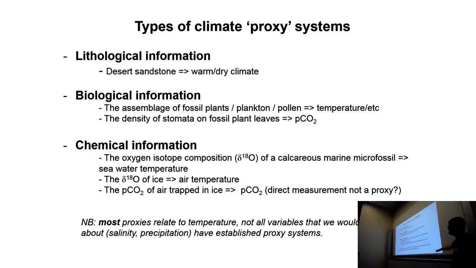And then this last class, chemical information. So we can use the chemical composition and also the isotopic composition. And if you don't understand what that means, then that doesn't matter. We'll come on to that in this course in a bit, and there are other courses in the future as well. But the chemical and isotopic composition of stuff that forms in environments of the past is quite often dependent on environmental conditions. So the temperature might affect the ratio of different elements that get incorporated into the shells of fossils and things like that.